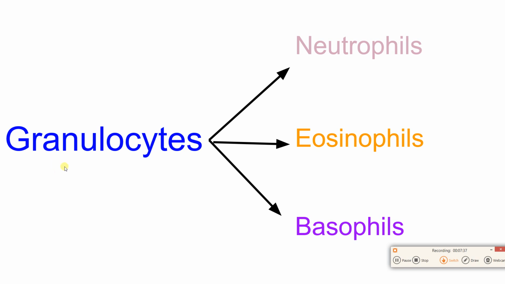For my granulocytes, my cells with granules, there are three varieties. There are neutrophils, eosinophils, and basophils. The phil means loving. I think about the word hydrophilic, for example. Phil means loving, and the first part of these words refer to the dyes that we use to stain these blood cells in order to be able to see them under the microscope. So these are my three classes of granulocytes.